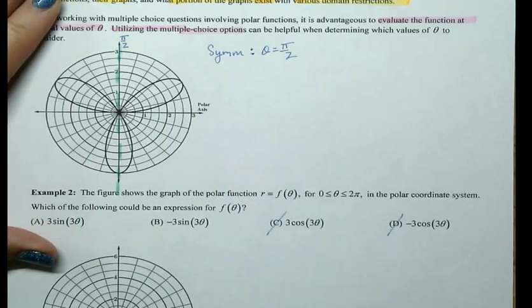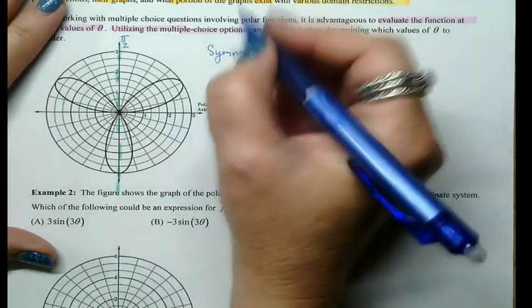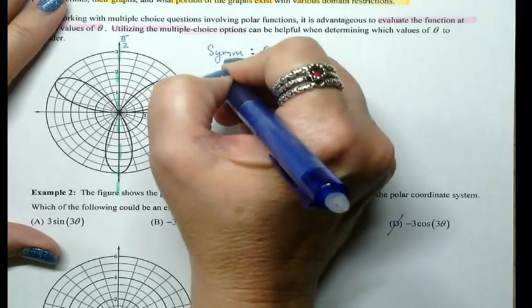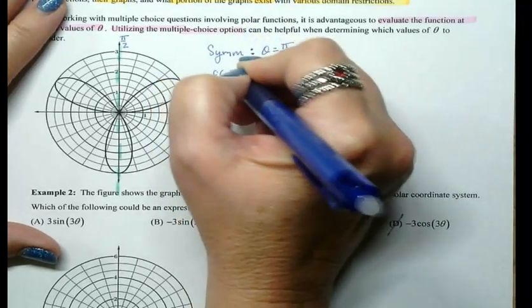So as we eliminated C and D with the symmetry option, you could have also calculated f when theta is 0.